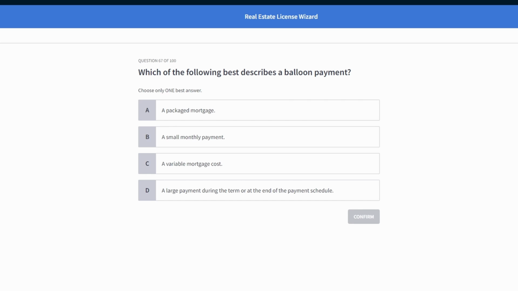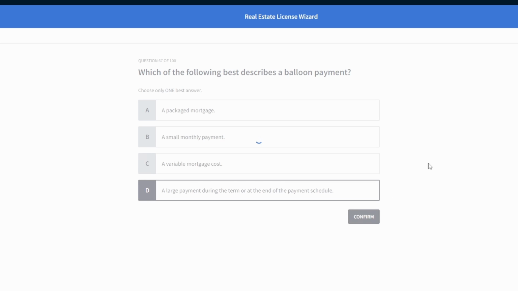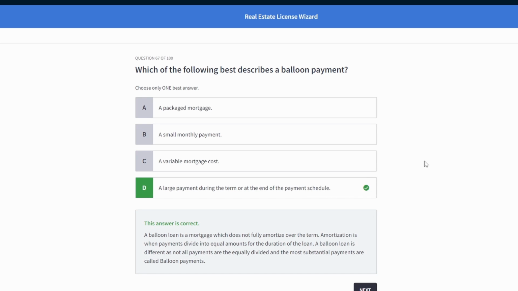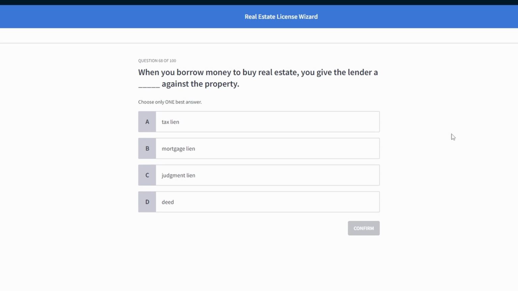All right, so in this one, we're talking about D, a large payment during the term or at the end of the payment schedule. That would describe a balloon payment. It's pretty much the definition there. Not really too much to explain, so I'm just going to move on. But yeah, you've got to be familiar with balloon loans and balloon payments. All right, next one, 68.